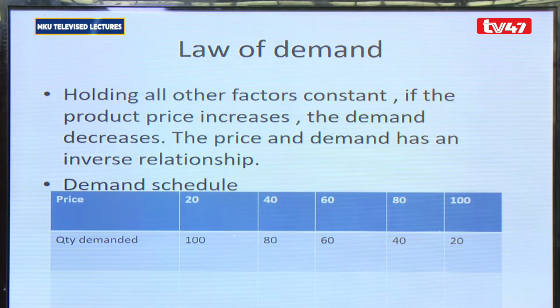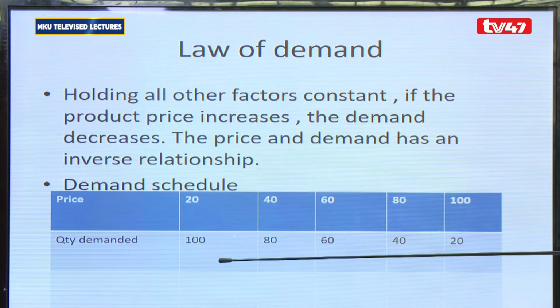When we look at this table, which we can call a demand schedule, just to demonstrate this law of demand, the price has increased from 20 to 40 to 60 to 80 to 100. And as long as there is that consistent increase of price, we look at what is happening to demand.